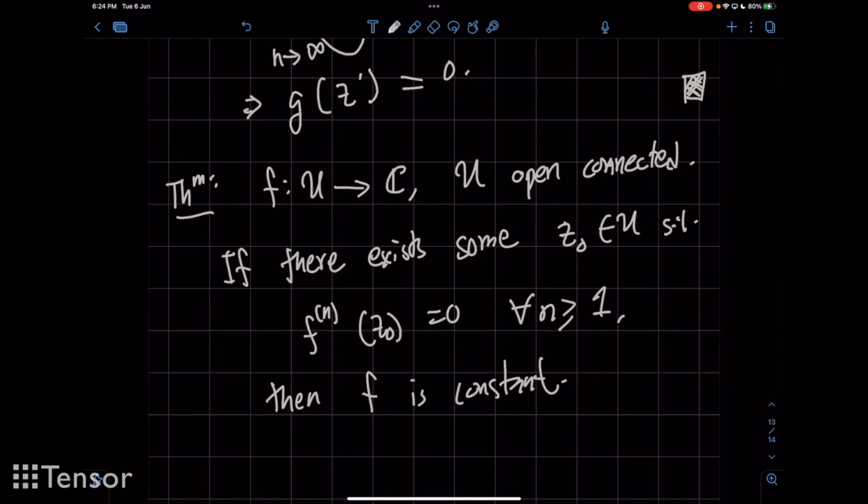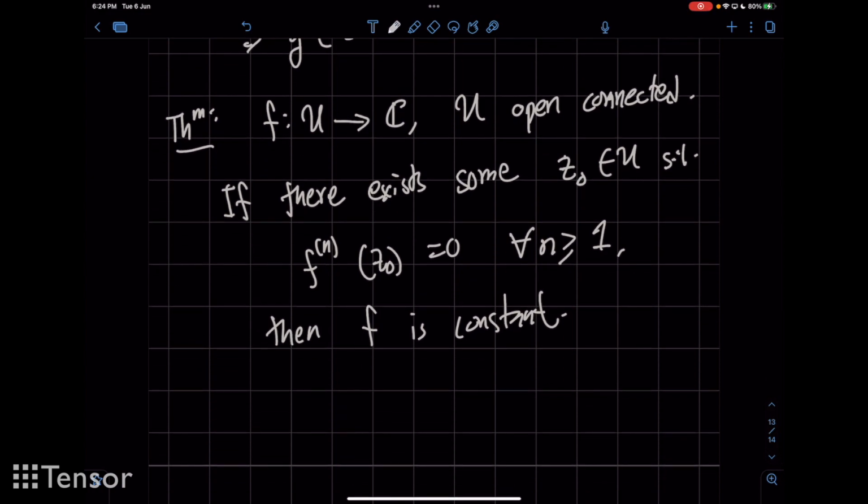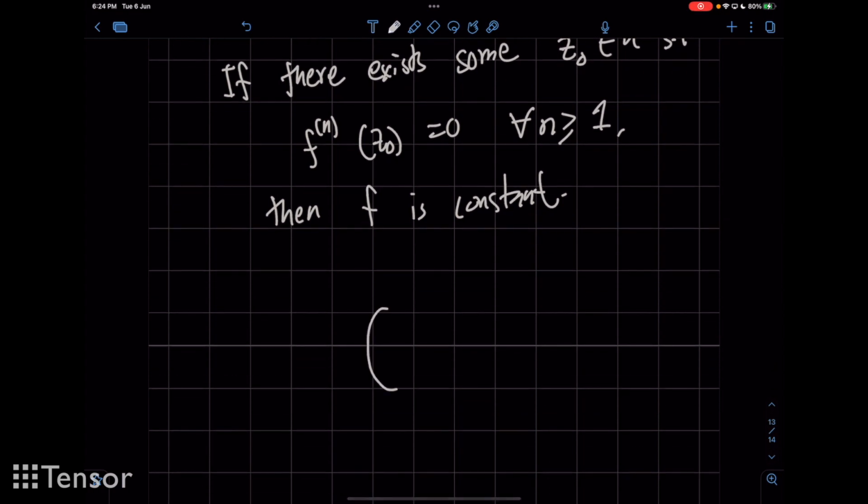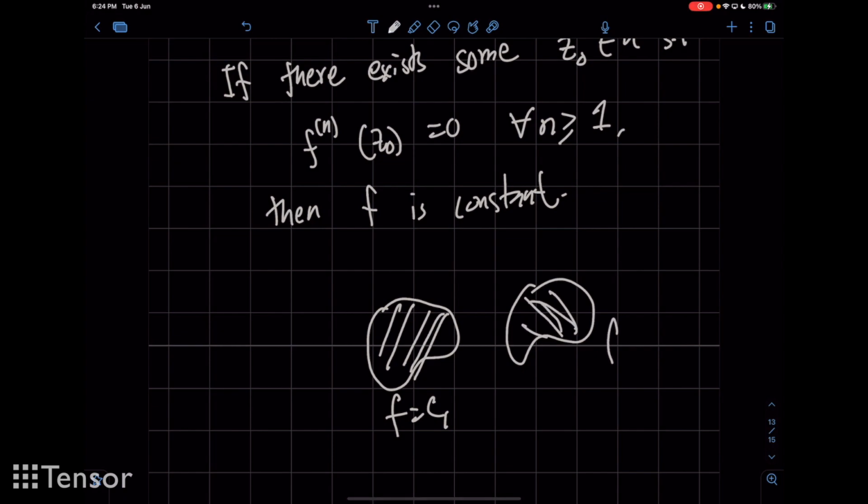All right. Also, for this theorem to hold, we need the fact that U is connected. Because if U is not connected, let's say it has two connected components, we can have that f is constant 1 here, and f is another constant here. Then the whole function f is not a constant function because it has two different values. But if I take a point here, then all the derivatives of f at this point are 0. So that's why we need the domain to be connected.